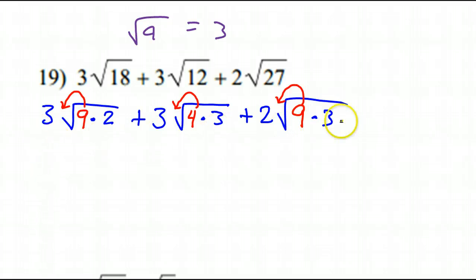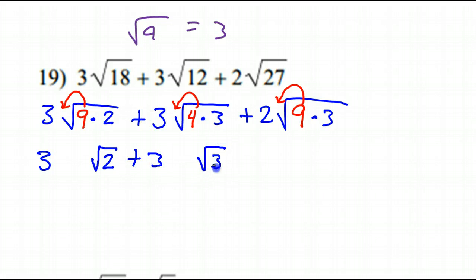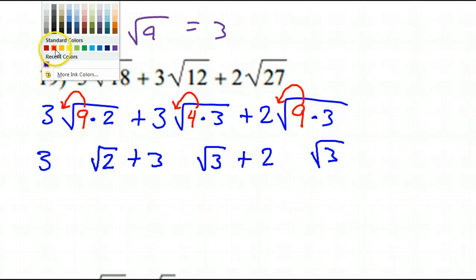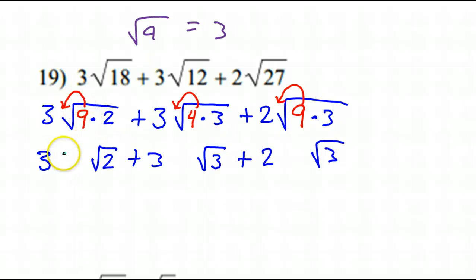First I'm going to copy down all the blue stuff to be really obvious. So there's my 3 and there's my radical 2. There's my 3 and here's my radical 3. There's my 2 and there's my radical 3. I just copy down all the blue stuff as though I erased the red. But the red is not erased, it's simplifying and coming out.